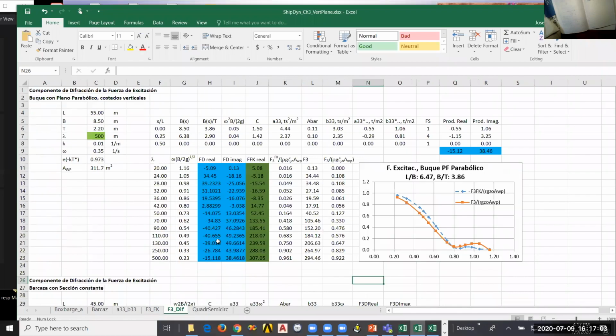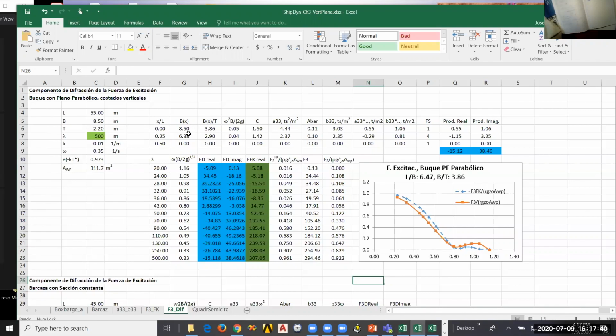Here is a calculation for the component of the diffraction force. This is a parabolic hull with vertical sides, and this is what I have done. Since it's a very simple case, I just took 3 sections, and because it's symmetric with respect to midship, that's enough. In your case, I'm asking you to use at least 5 because the variation is harder. So this is what it is.